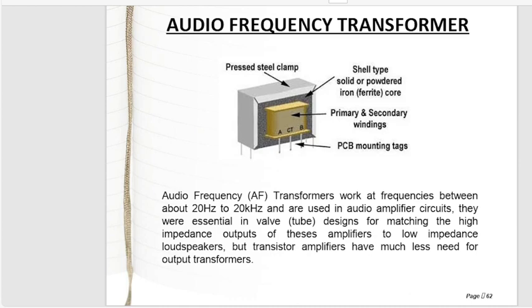Then we will discuss the audio frequency transformer. Audio frequency transformers work at frequencies between about 20 Hz and 20 kHz and are used in audio amplifier circuits. They are essential in tube designs for matching the high impedance outputs of these amplifiers to low impedance loudspeakers, but transistor amplifiers have much less need for output transformers.